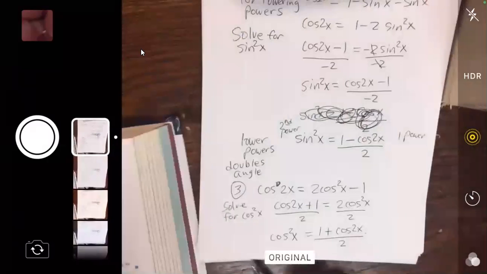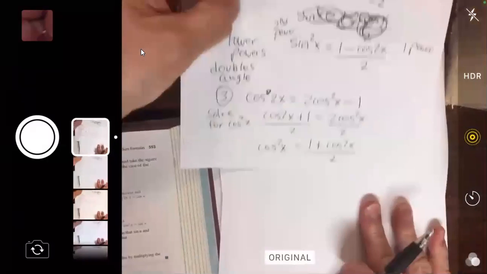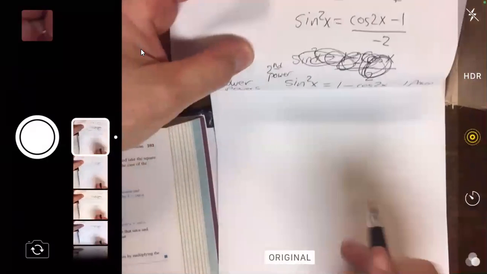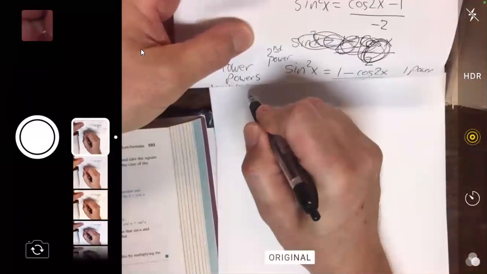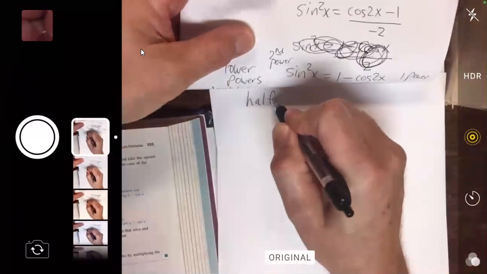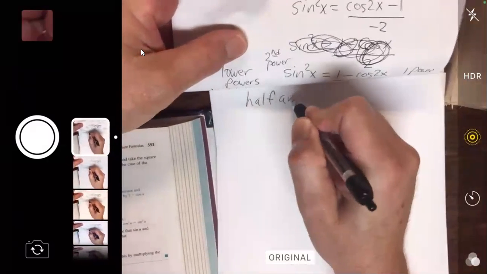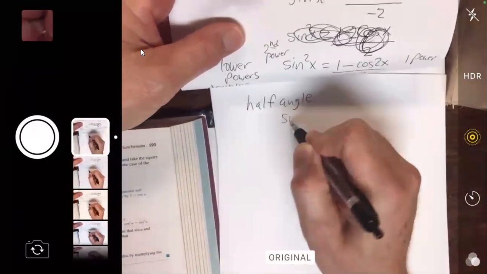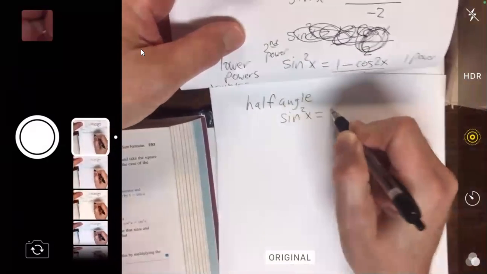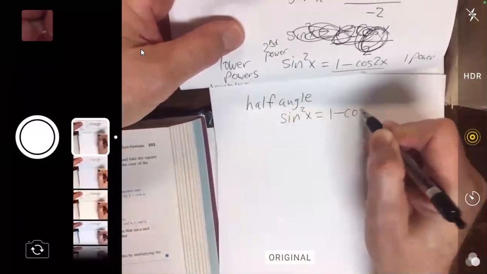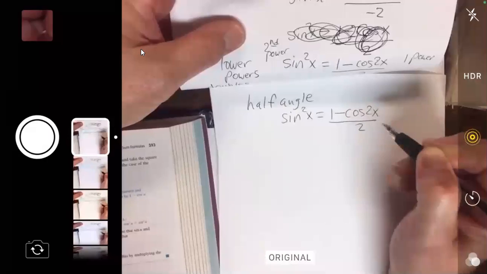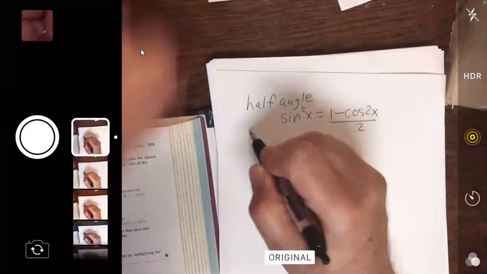Then from these they go on to half angles. So let's try to keep this one in the picture. For half angle, start with sine squared, which is 1 minus cosine of 2x divided by 2. Solve for sine.